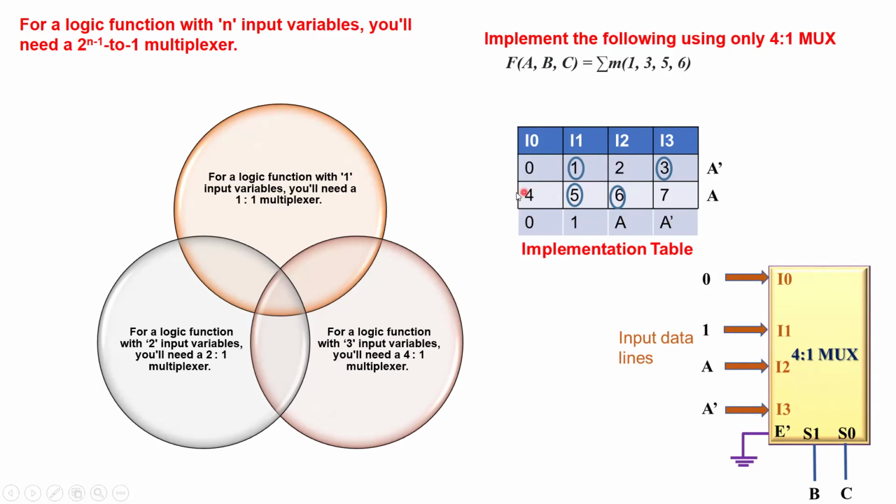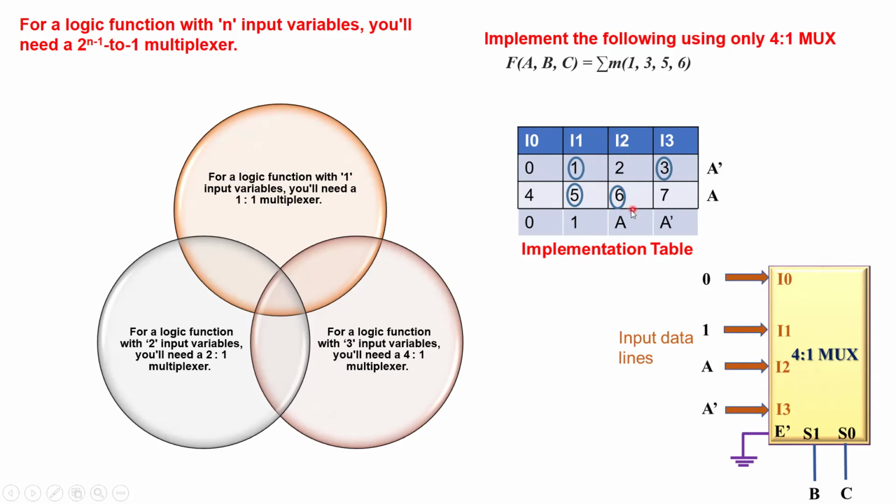So coming back to this implementation table, we say that for I0, no minterm is circled here, therefore I0 should be tied to logic 0. And we see here in the schematic I0 is being supplied with the logic 0. For I1, both minterms 1 and 5 have been selected. So in both the rows A bar and A, though both these minterms are selected, you say that I1 should be tied to logic 1. Therefore, I1 should be supplied with logic 1 here.